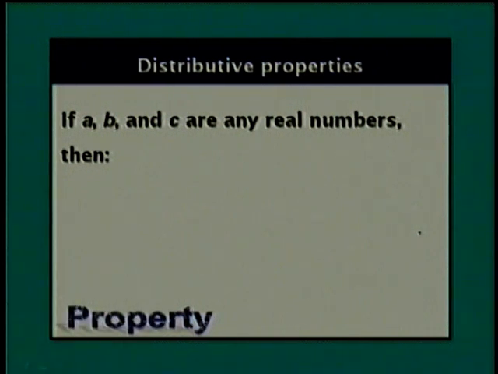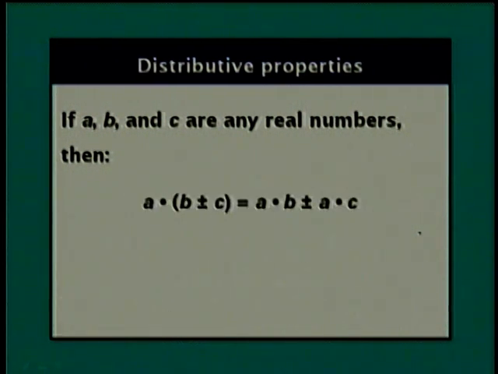So if A, B, and C are any real numbers, then we can say A times B plus or minus C equals A times B plus or minus A times C. This symbol might be new to you. What this symbol is saying is that either we have a plus sign on both sides of this equal sign, or we have a minus sign on each side of this equal sign.